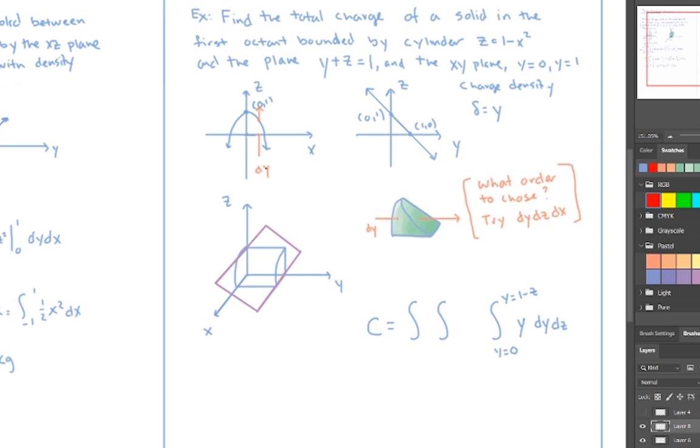Now shoot a laser beam parallel to the z-axis, since we're guessing dz next. This is going to enter the region here at z equals 0 and exit the region at this parabola, which would be the top part of this wedge shape in the 3D picture. So that's where z is equal to 1 minus x squared up there.